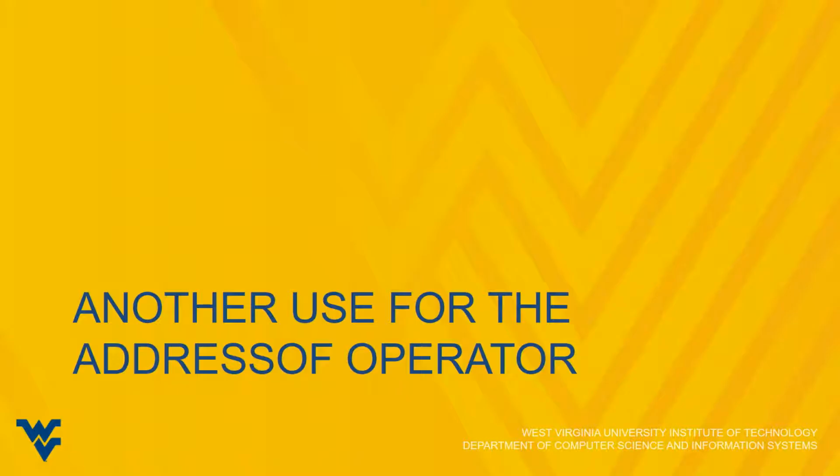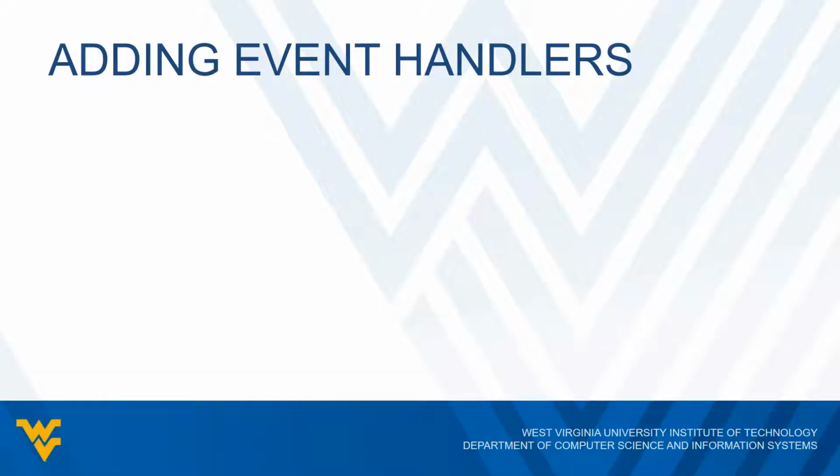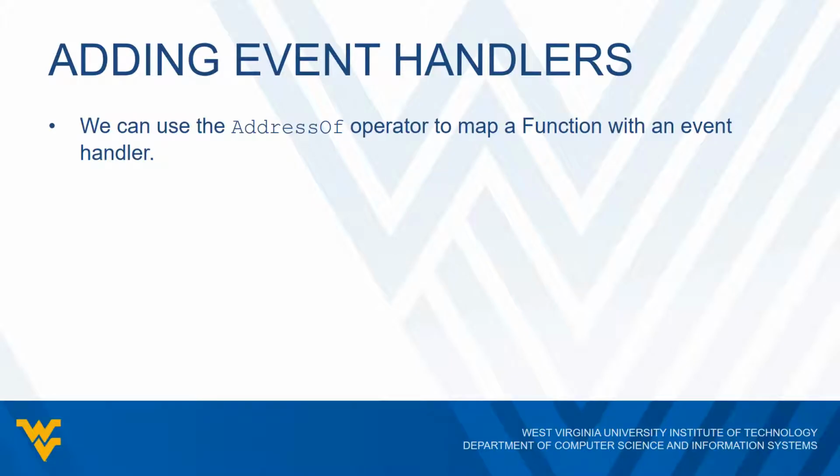We're now going to go back to our address of operator, and we're going to look at another feature that we can use this address operator for. We kind of mentioned this already, but very briefly, but we want to go into more details about it. Another application for the address of operator is we can map a function to an event handler. So we've seen how we can use the address operator to pass addresses of functions into another method. But what we can do is take an event handler and map a particular function such that whenever that event occurs, we call that corresponding function.